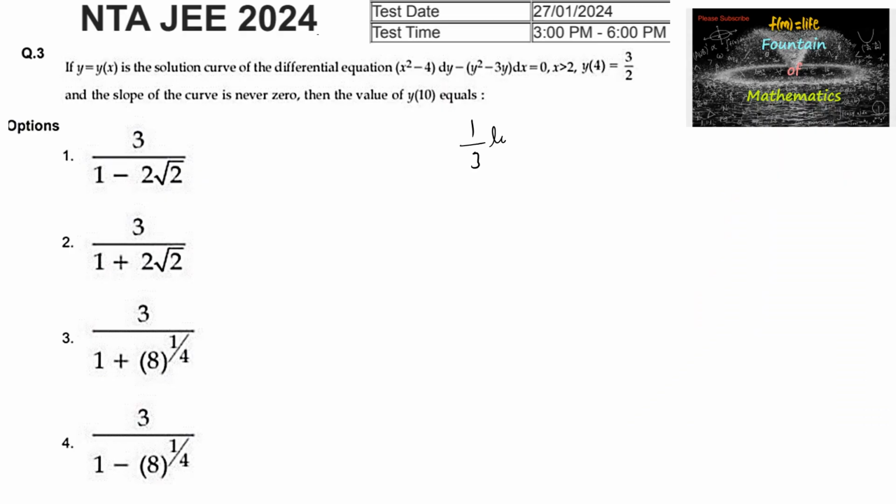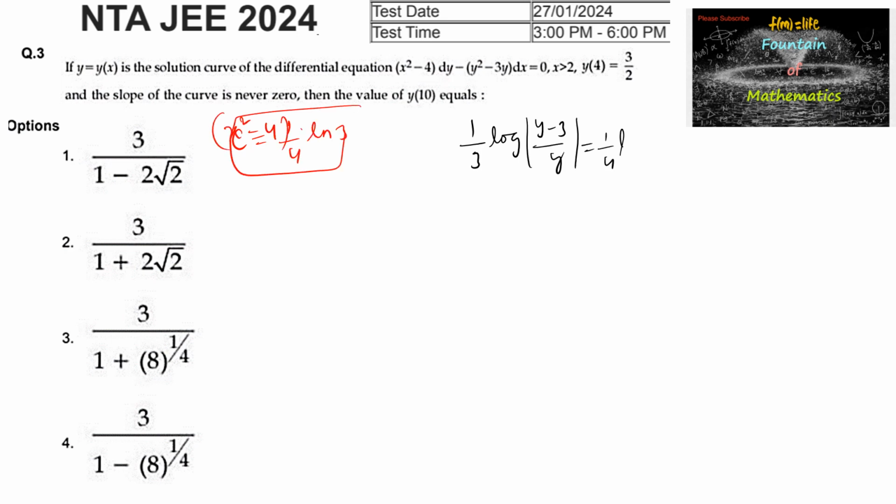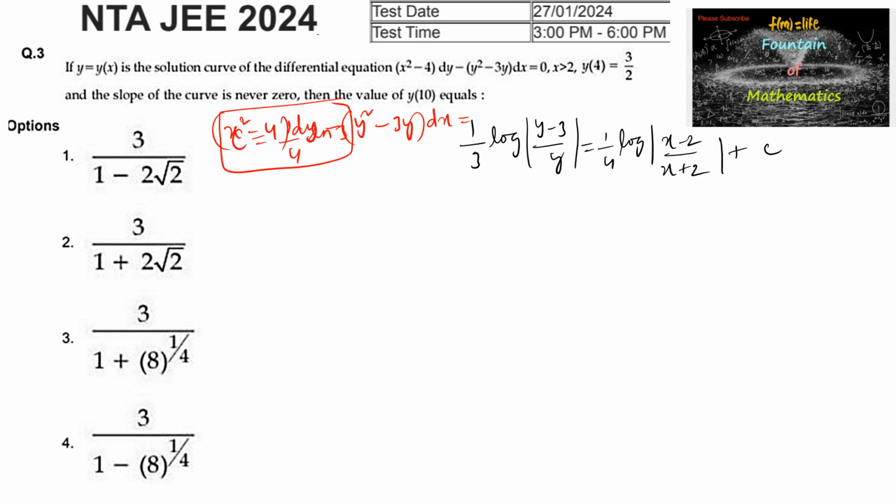If y = y(x) is the solution curve of the differential equation (x² − 4) dy − (y² − 3y) dx = 0, where x > 2 and y at x = 4 is 3/2, and the slope of the curve is never 0, that is dy/dx ≠ 0, then the value of y at x = 10 is.